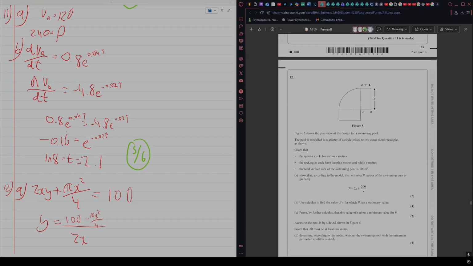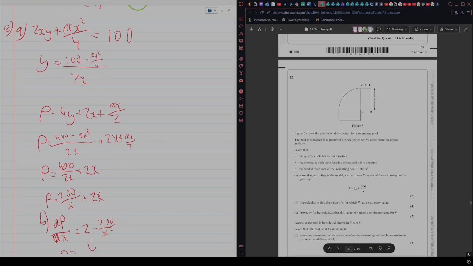I've already had enough by this point because I've gone through 3 papers. Next question, we have some optimization again. It's just so repetitive every single paper.